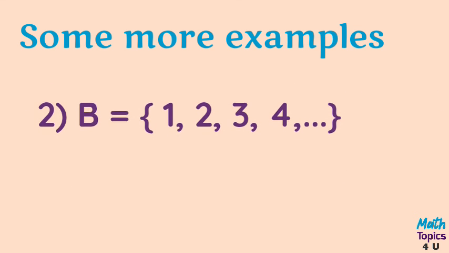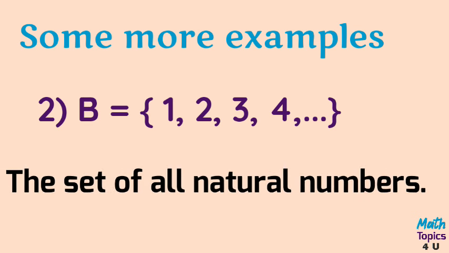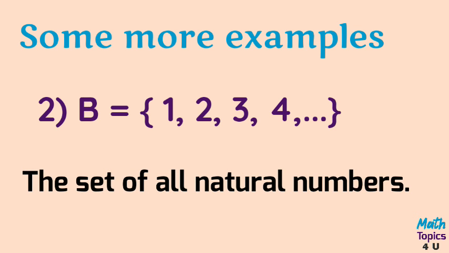Second one, B = {1, 2, 3, 4, and so on}. So here the set is nothing but the numbers that start with 1 and go on endlessly. So they are the counting numbers that start with 1. So they are the natural numbers. So it is the set of all natural numbers.